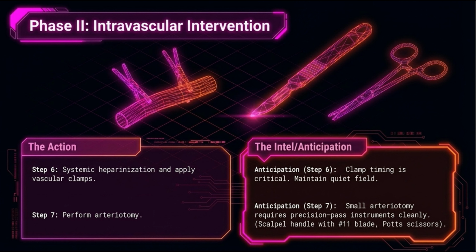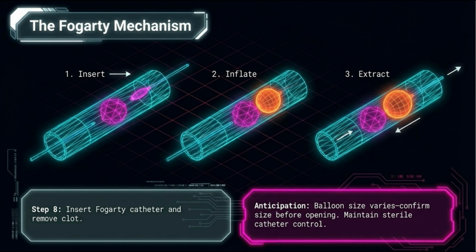This phase begins with systemic heparinization to prevent clot formation during the procedure. Vascular clamps are applied, and clamp timing is critical for patient safety. The surgeon then performs an arteriotomy using a number 11 blade and extends it with pot scissors. This step requires precise instrument passing in a steady field. Anticipation here is essential because this is a high-risk moment.